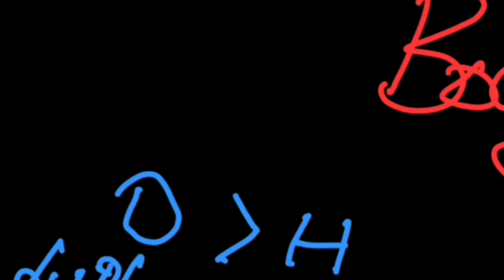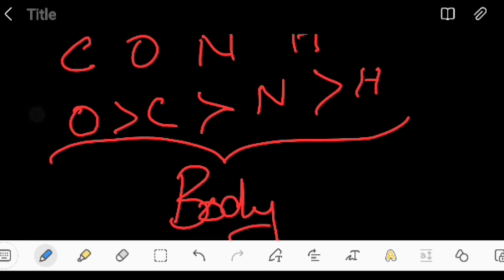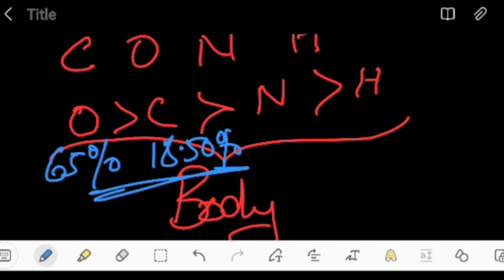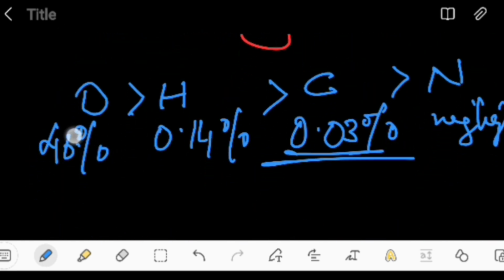Talking about the human body, whether it's the human body or Earth's crust, oxygen is the most abundant one. Almost 65% of oxygen is present in the human body. Then carbon is 18.50%. I think this percentage was studied in your chapter Breathing and Exchange of Gases. Not all of it, only some percentage, because there we only need oxygen and carbon dioxide. Nitrogen is 3.30% and hydrogen is 0.50%. This is how the percentage goes.